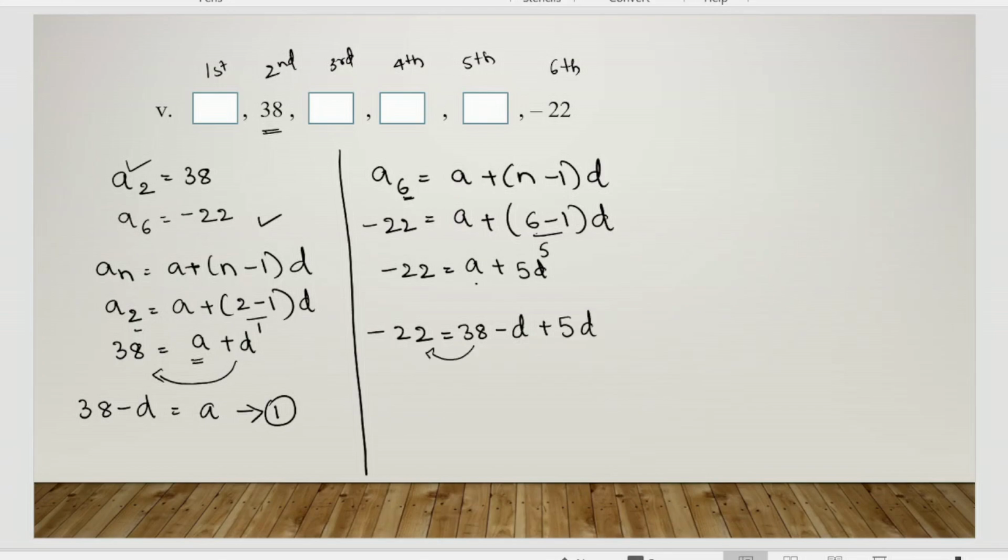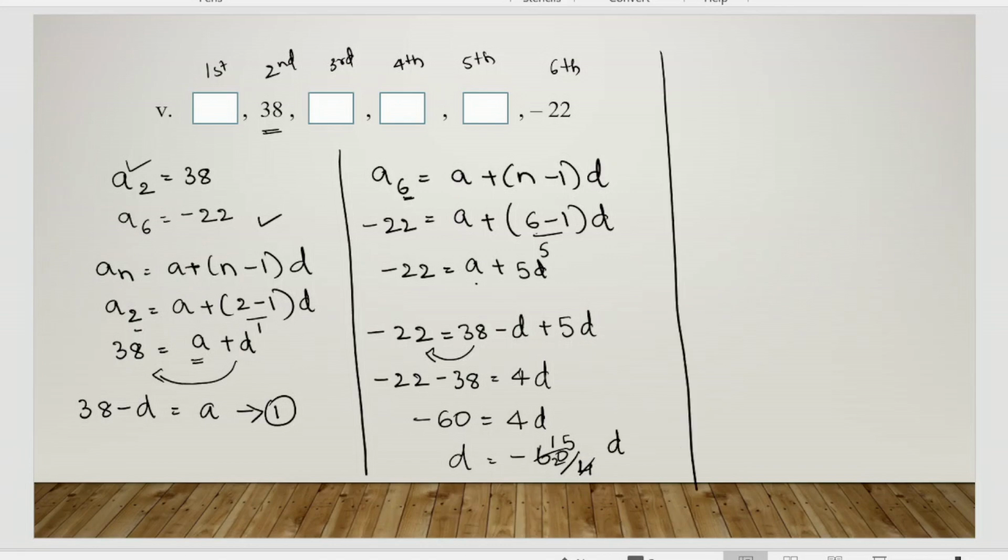We will take this 38 to the LHS. So minus 22 minus 38 is equal to minus d plus 5d, which is 4d. Minus 22 minus 38 is minus 60, equal to 4d. So if you want the d value, it becomes minus 60 by 4. 4 ones are 4, 4 fives are 20. You will get d is equal to minus 15.